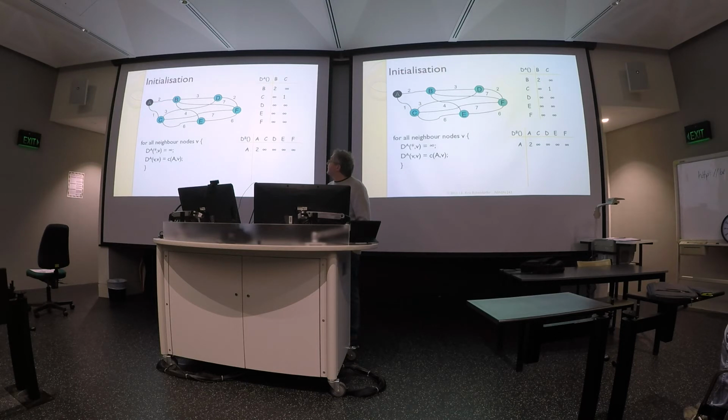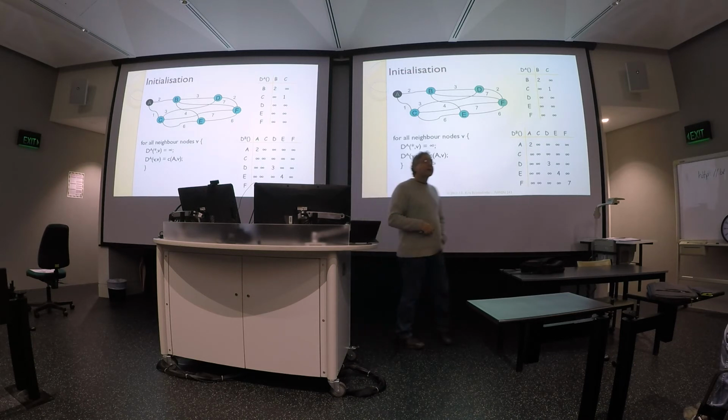Okay, B getting to C, there's no direct route, right? Oops, I went too much. Went too many. So it just fills in with infinities. D. Yep. E, 4. Right. And F, 7. Right. So we've done our initial routing table for B as well as A.